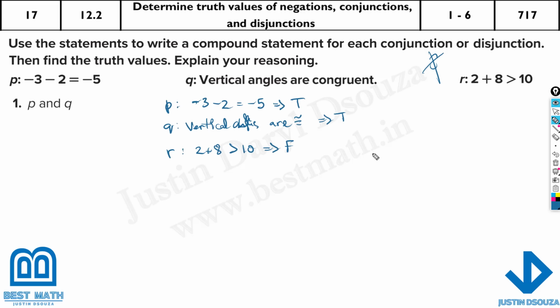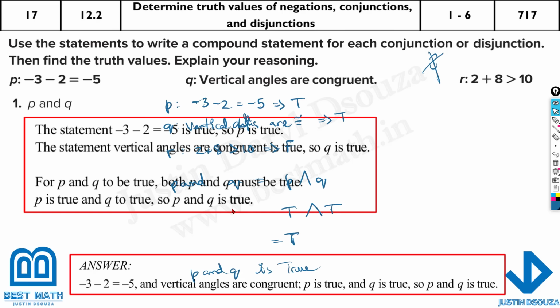Now what do we have? P and Q. So let's write this, P and Q, or you can also write it as P ∧ Q, inverted V. What is the first one? P is true and Q is also true. So the final truth value is true itself. So you can write P and Q. The statement P and Q is true. So this is how we can write it out. And here we go, that's true.